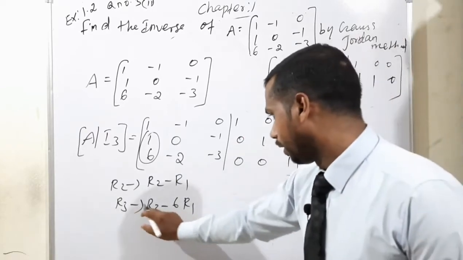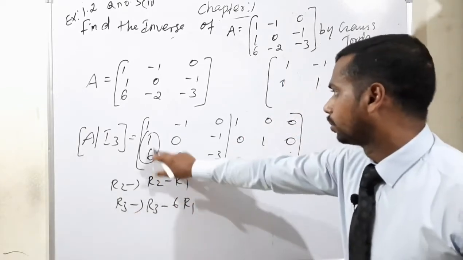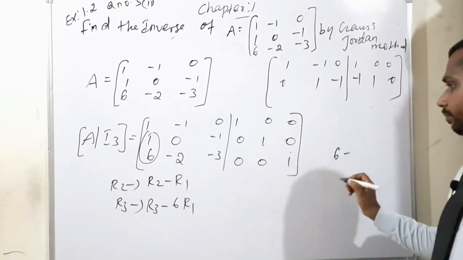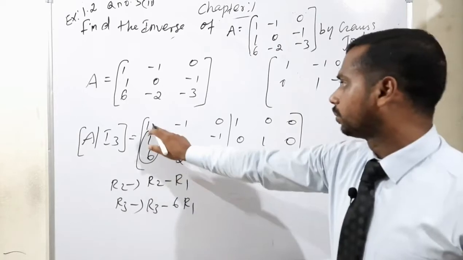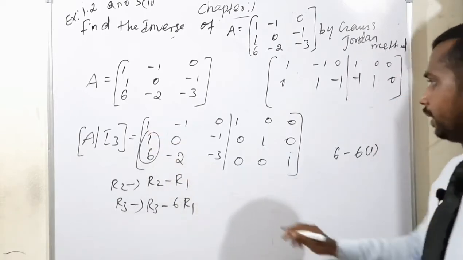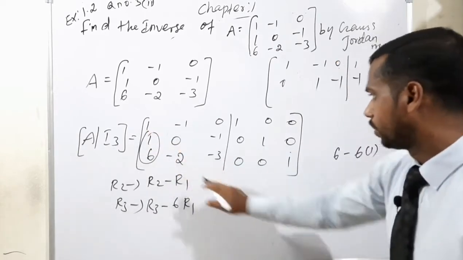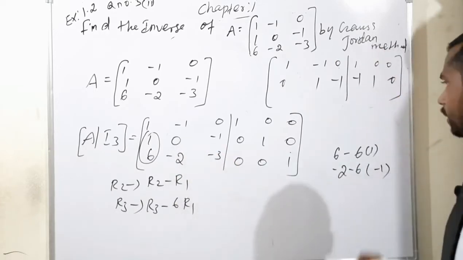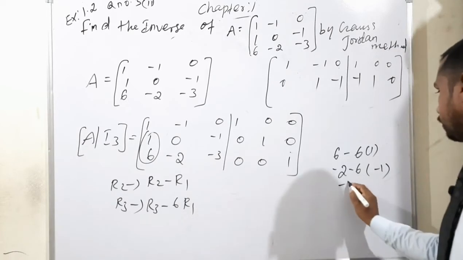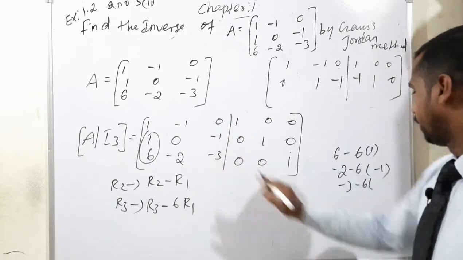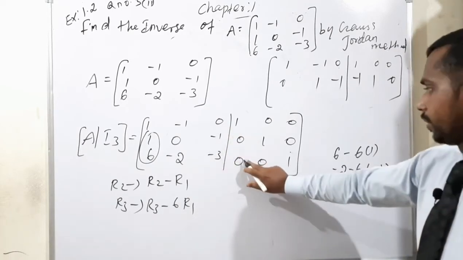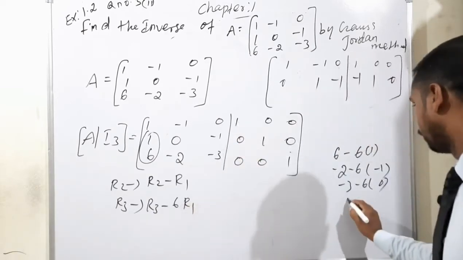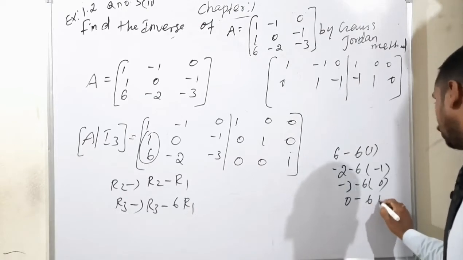R3, listen very carefully. R3 means R3 minus 6 into R1. So 6 into R1 means only 1 is there. Same condition, 0. Here minus 2, isn't it? So minus 2 minus 6 into R1 means only minus 1. Here minus 3 is there, so minus 3 minus 6 into there 0. Here 0 and comparing 1, but we have minus 6 into, so 0 minus 6 into 1.